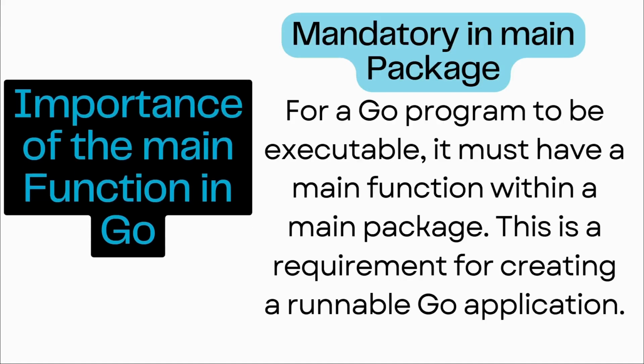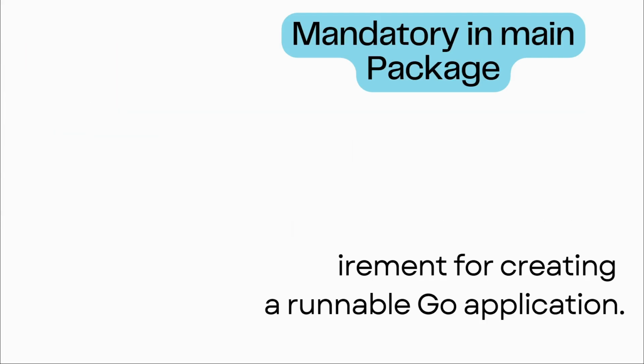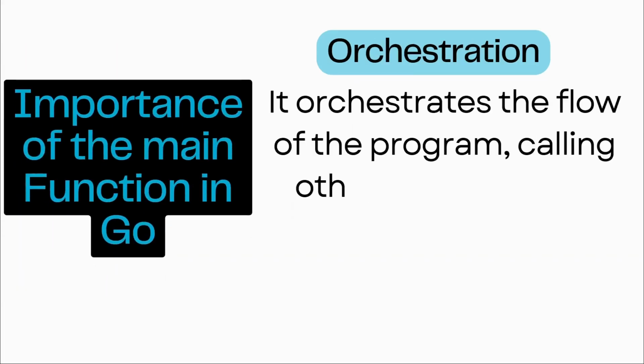Can you give some other reasons as well? We said that our Go runtime will search for the main package first, and later it will search for the main function. That means it is a mandatory requirement to have the main function defined in the main package. That can be the second main reason. And this is a requirement for creating a runnable Go application. If you want to create a runnable Go application, you should have the main package and you should have the main function as well.